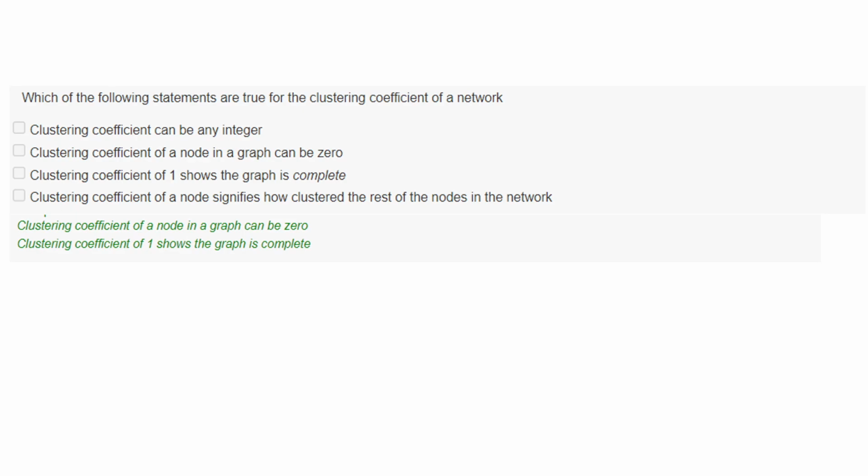And clustering coefficient of a node signifies how clustered the rest of the nodes are in the network. It's not true, because if you want to know about how clustered the rest of the nodes are in the network, you have to find out the clustering coefficient of those nodes. You cannot infer it from one node. So yeah, options two and three are correct. Four was a misleading one. It signifies how clustered it and its neighbors are, not the rest of the nodes.